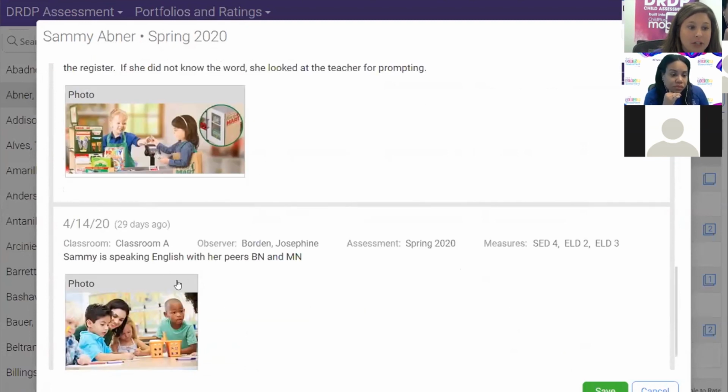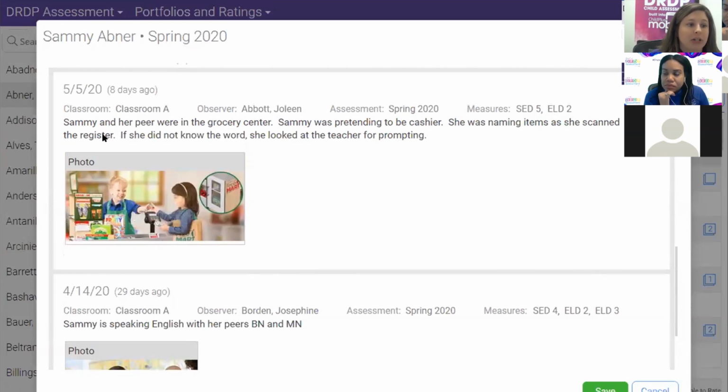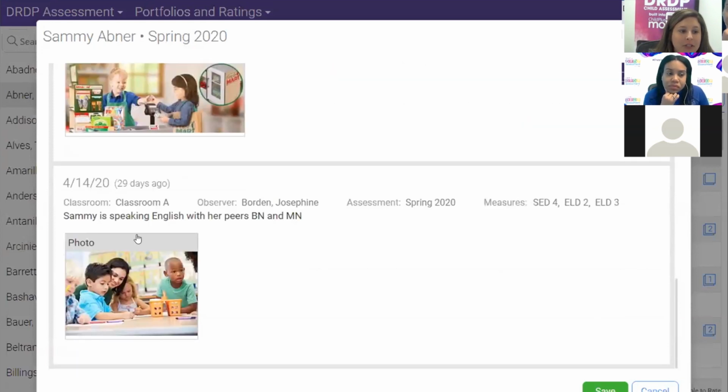And we have our observations pictures, and we have tools, and we have notes. So we're going to look at this first one. It says, Sammy and her peer were in the grocery center. Sammy was pretending to be a cashier. She was naming items as she scanned them on the register. If she did not know the word, she looked at the teacher for prompting. So I want you to note the words right here, naming items. Then for this one, it says Sammy is speaking English with her peers, BN and MN.